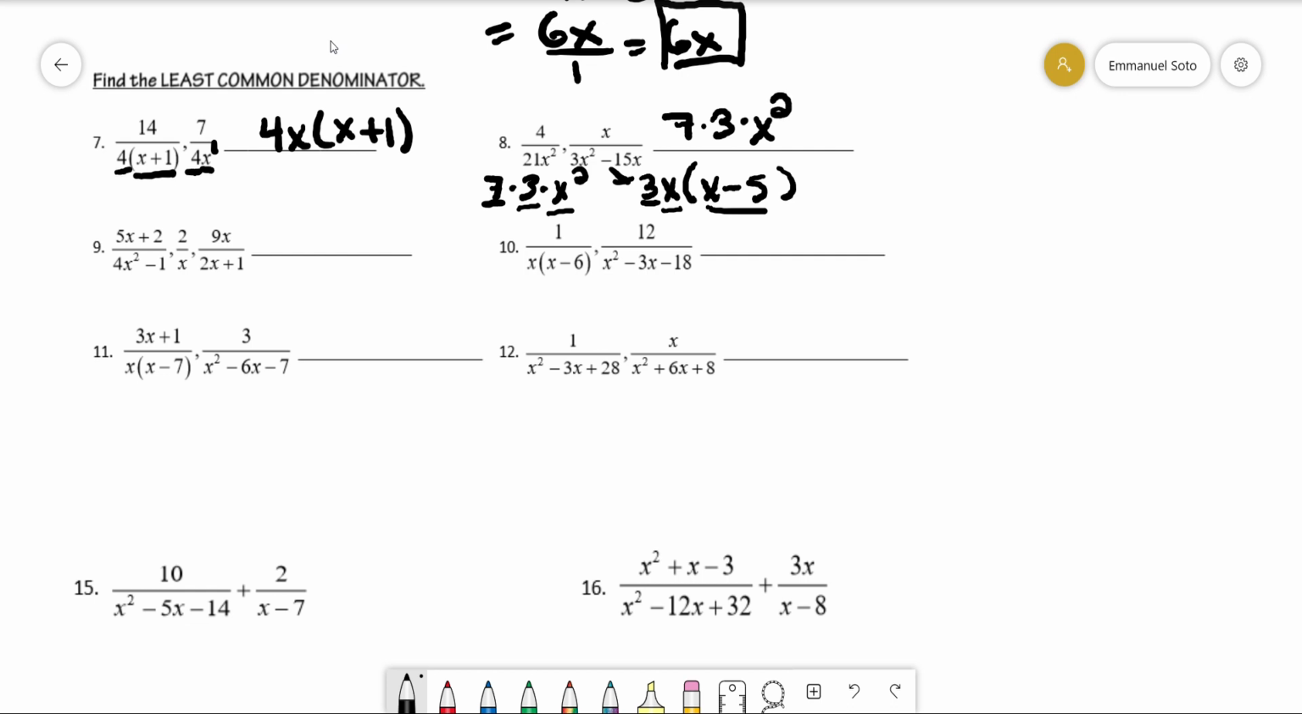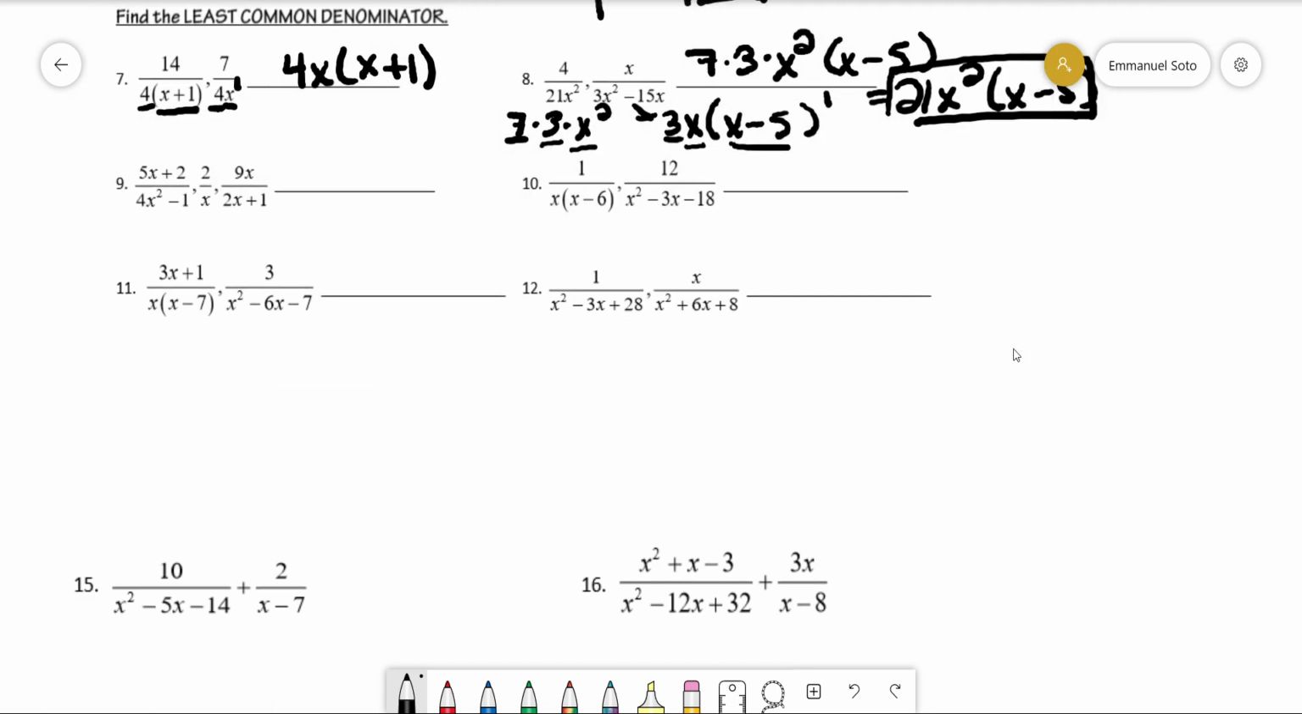We got no x minus 5's on the left side, but we got 1 x minus 5 on the right side, so that is going to be the one that we choose. So that's our least common denominator. Let's simplify a little bit. 7 times 3 is 21. So 21x squared times x minus 5. That's our least common denominator for number 8.